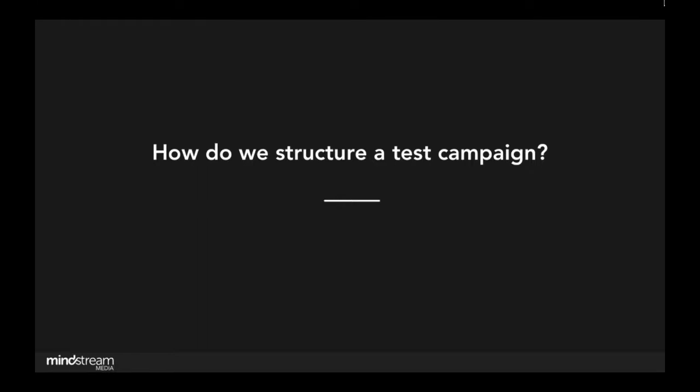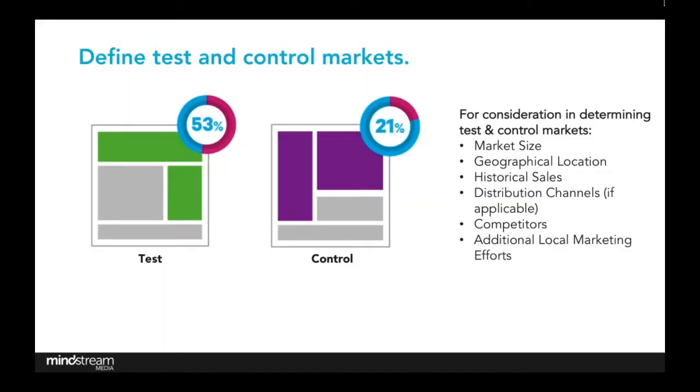Yeah, so I think that to set up a really successful test, the best thing to do is to make sure that it's defined. And the first thing to do is define a test and control market. And we can look at it from a state side. You can look at it as certain zip codes, DMAs, cities, but making sure that you determine test and control markets that are as similar as possible, so that you are eliminating as many variables as possible. So looking at similar market size, geographical locations.